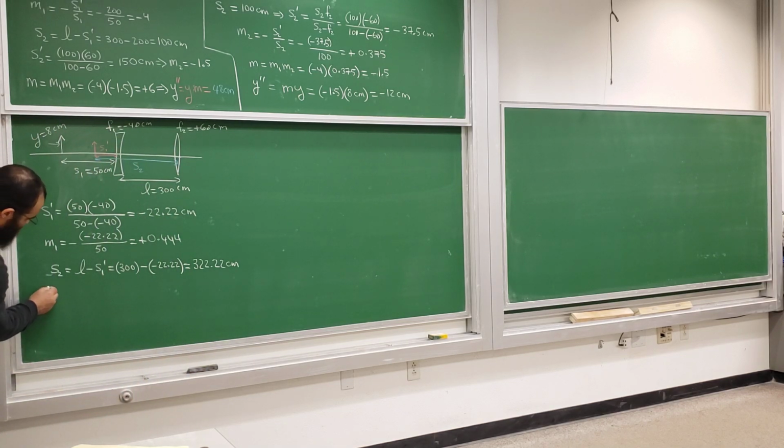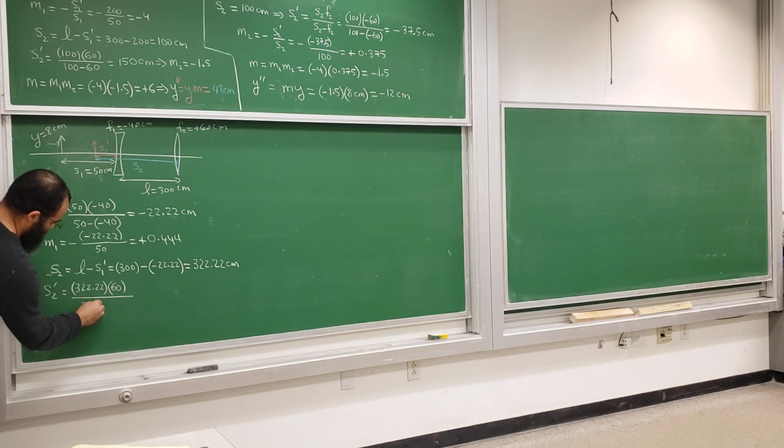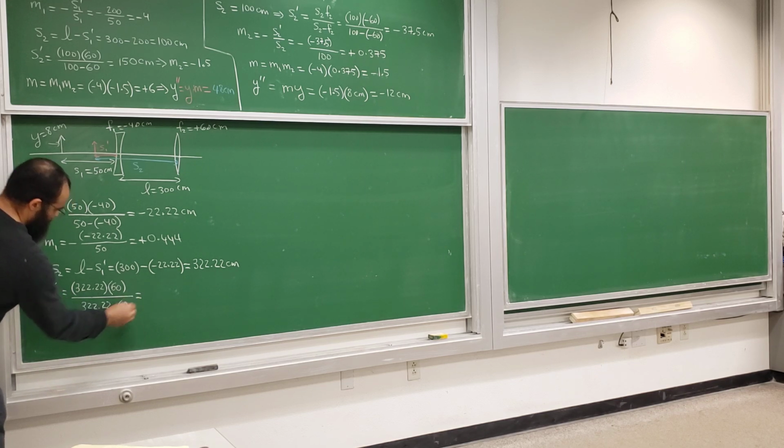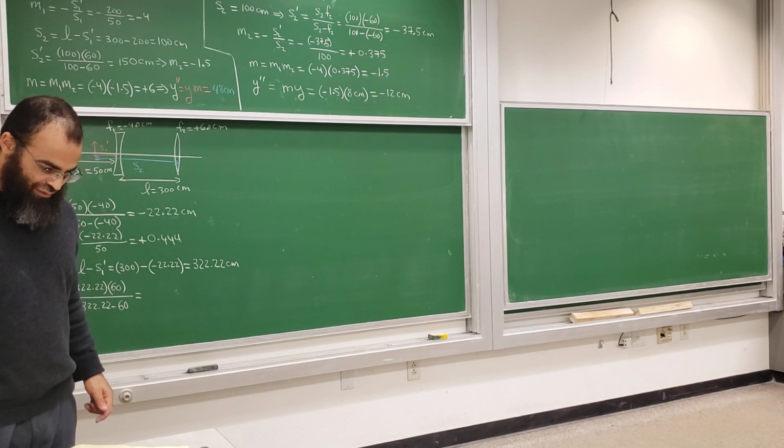Then we can get S2 prime. So S2 prime is going to be S2 times F2, so 322.22 times F2, and F2 is 60, over 322.22 minus 60. And can someone tell me what you got? I'll tell you what I have.